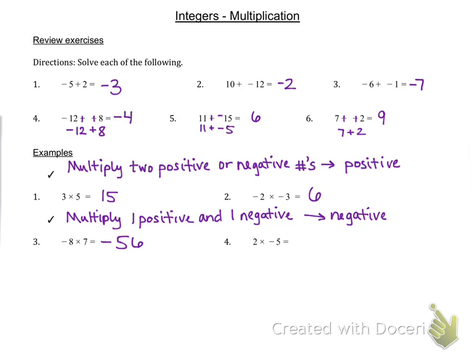Number 4, 2 times a negative 5. So I have one positive number, one negative number. So that's going to be a negative 10. So my answer will be negative.